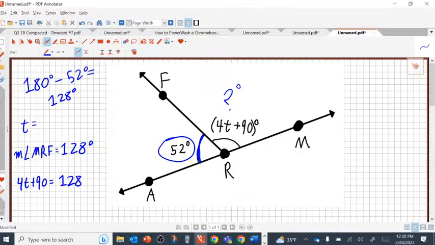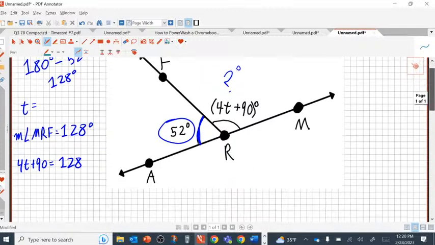Beautiful. Right. Let's see, that's 38, I think? Yeah. And you get t equals 9.5.